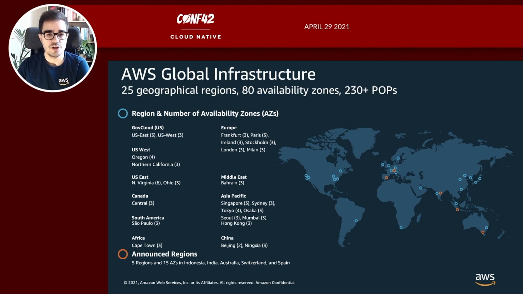AWS has the largest global infrastructure footprint, with 25 regions, 80 availability zones with one or more data centers, and over 230 points of presence with 218 edge locations. And this footprint is constantly increasing at a significant rate.